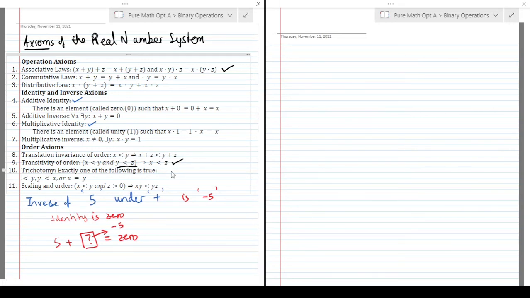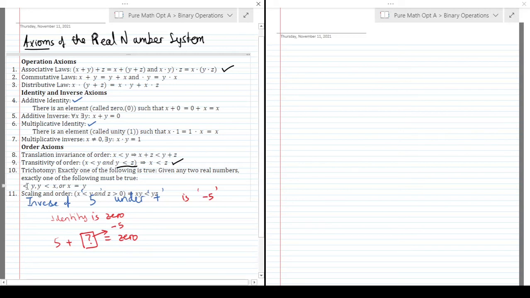So given any two real numbers, exactly one of the following must be true, right? That is, given any two real numbers x and y, exactly one of the following things has to be true: either x is less than y, or y is less than x, or x is equal to y.